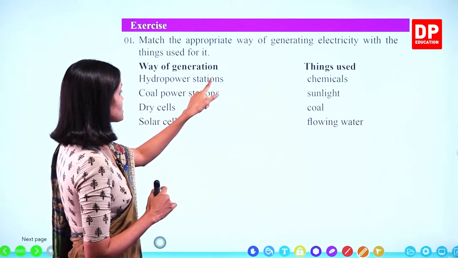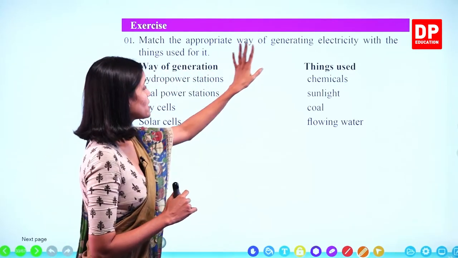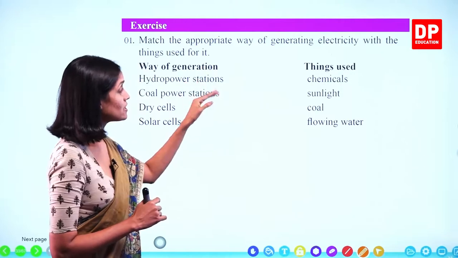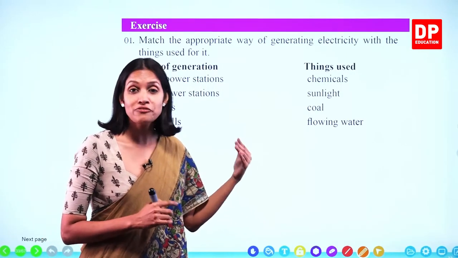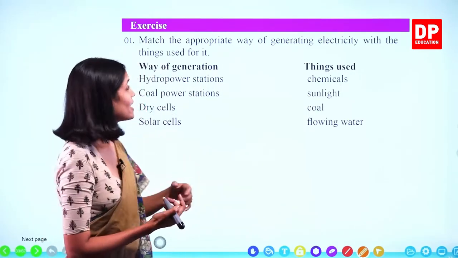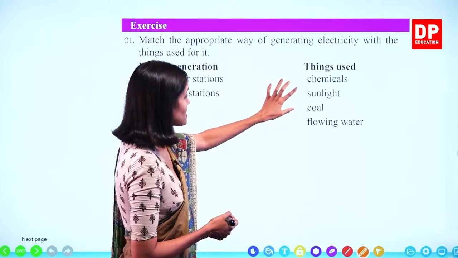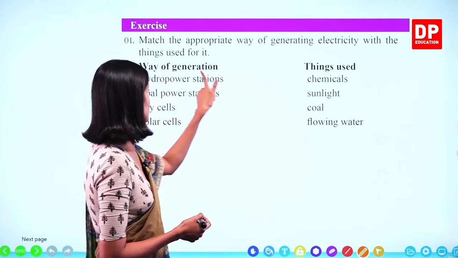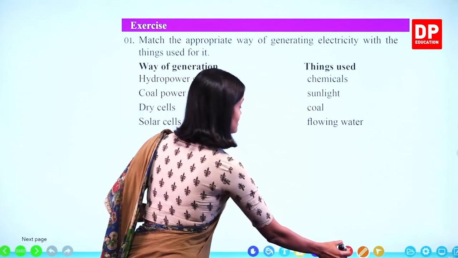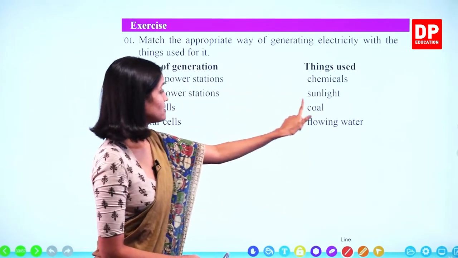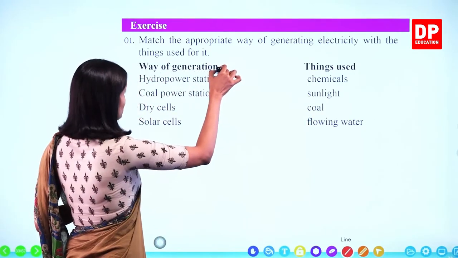Hydropower stations. Hydropower stations, what is used to generate electricity? To make the turbine work, we use a flow of water, right? Let's see. Chemicals, sunlight, coal, and flowing water. Therefore, with hydropower stations, what is the thing used here? Flowing water.